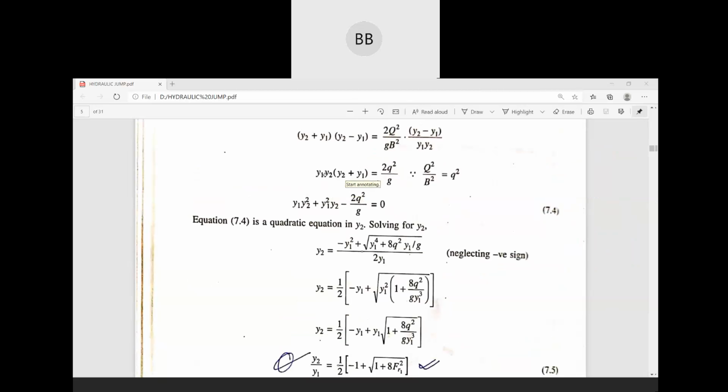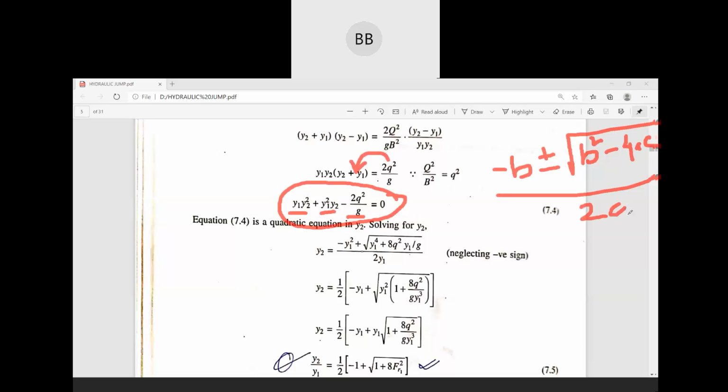So after that, you have to multiply. So y1 y2 square plus y1 square y2, and if you bring this in the left hand side, it will be negative, is equal to 0. Now it's a quadratic equation we have to solve. So what we do, we solve by using this equation: minus b plus minus root over b square minus 4ac by twice a. One we will take plus and once we will take minus.